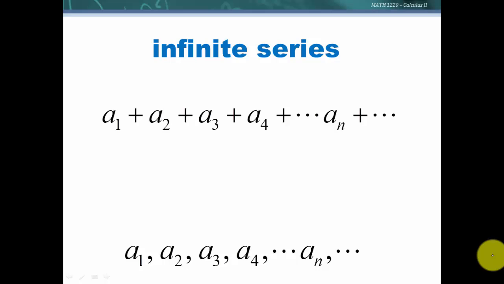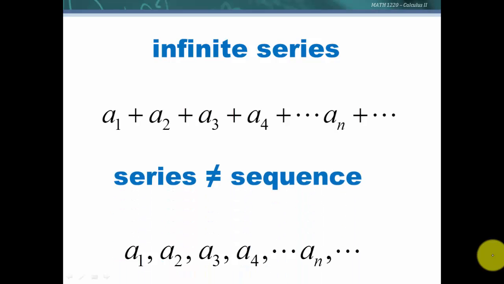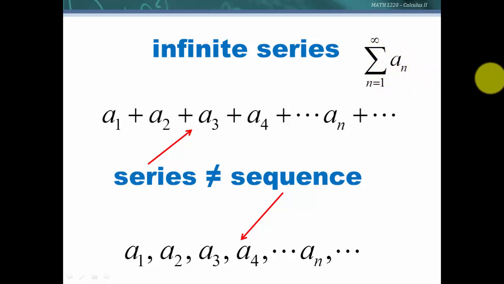So here was our sequence. Series and sequence are not interchangeable terms. The sequence is when we look at these successive terms here, and it goes to infinity in this case, and the series is when we sum up those terms. Now, notation for series, we use then the summation sign. We sum from 1 to infinity the terms of a sequence.